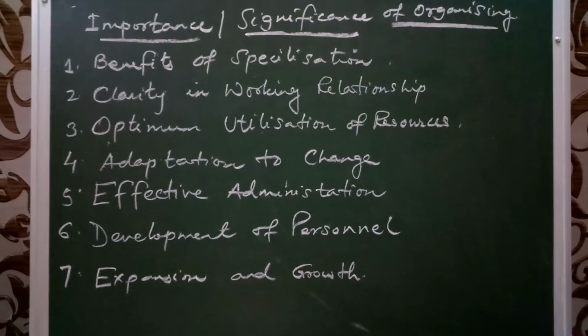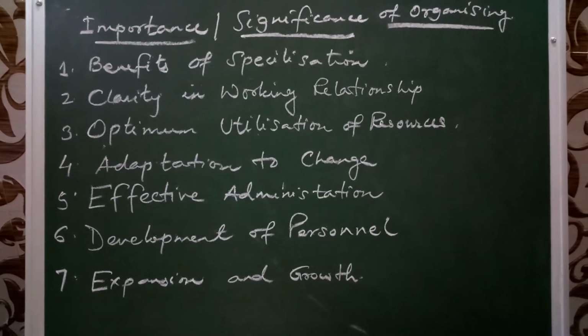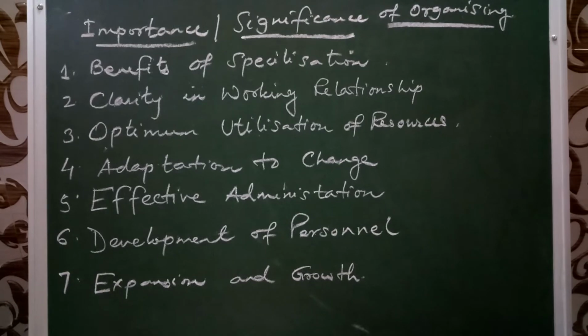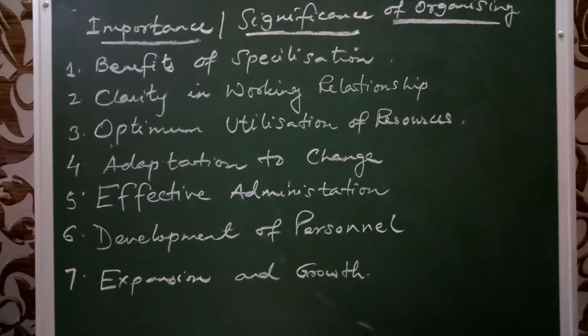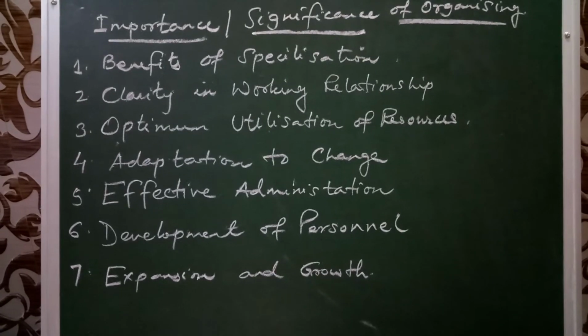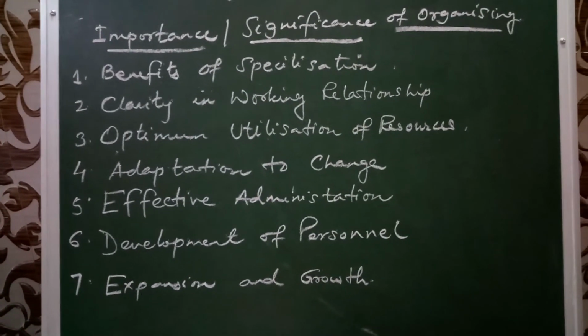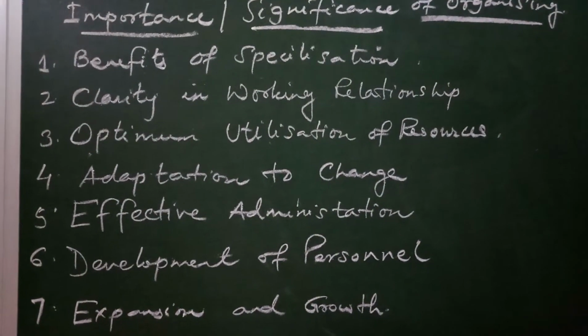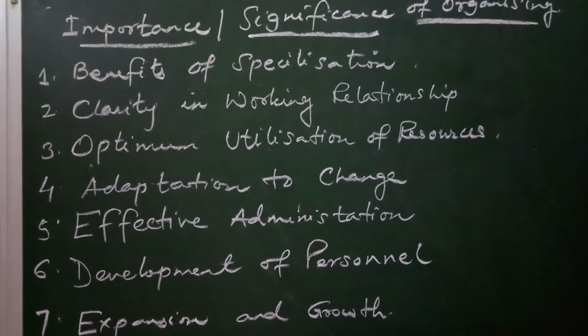It means how much authority does an individual have, what is the authority the manager has, and the worker also comes to know whom he has to take orders from and to whom he has to report when the work is completed. The third advantage is the optimal utilization of resources.